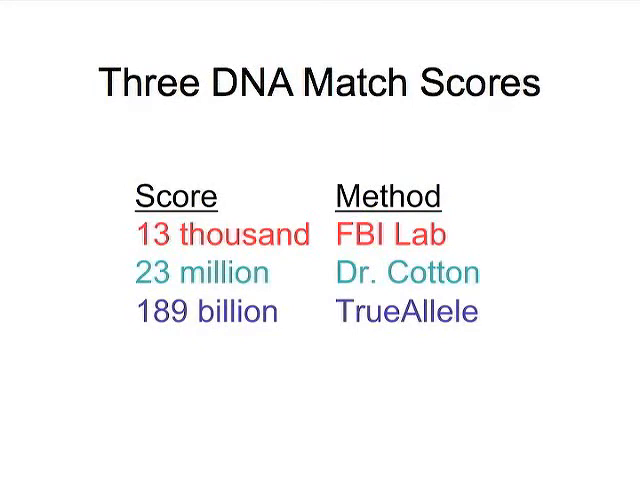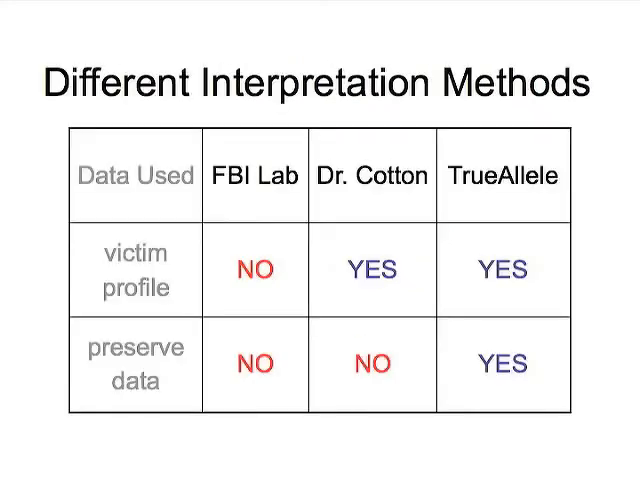There were 3 DNA match scores in this case. The first was a score of 13,000 from the FBI lab, and a second of 23 million from Dr. Robin Cotton, former director of the Cellmark Laboratory. And there was a score of 189 billion by the True Allele computer system. And so the question is, why are these different? And the answer is there are different interpretation methods. And they vary based on the nature of the data used.